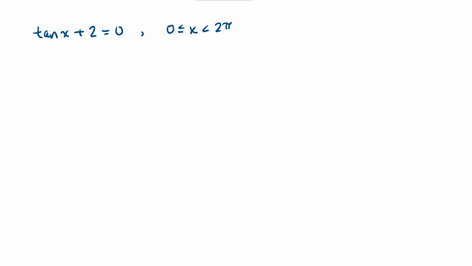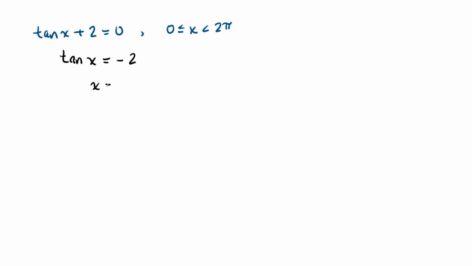What we're going to do is solve this equation, tangent x plus 2 equals 0, where x is in radians between 0 and 2 pi, not including 2 pi. So the first thing that we do with an equation like this is to isolate the trigonometric function to one side. So we have tangent x equals -2. And since -2 is not one of these values that corresponds to a special angle for the tangent function, we're going to use the inverse functions.